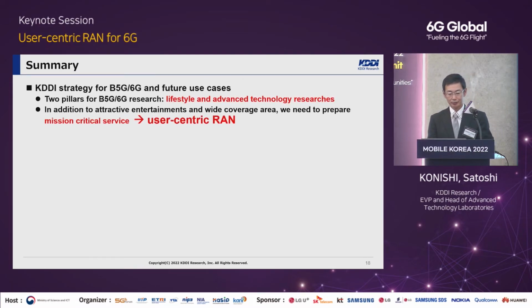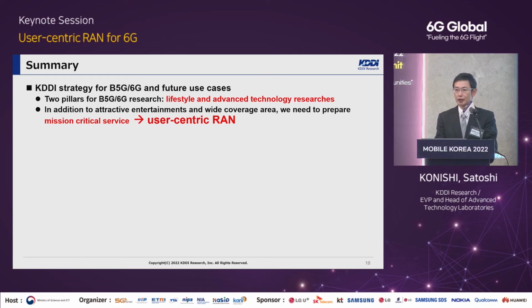Well, I'd like to summarize my presentation today. Again, thank you very much for inviting me to introduce our KDDI strategy on beyond 5G and 6G for future use cases and technologies. We have 2 pillars. One is lifestyle research. The other is cutting-edge technologies, including not only network, but also security, AI, image processing, and so on. And there are 3 categories of future use cases. One is mission-critical services. But we haven't yet realized mission-critical services, even in the 5G era. So we have to realize them in the near future.